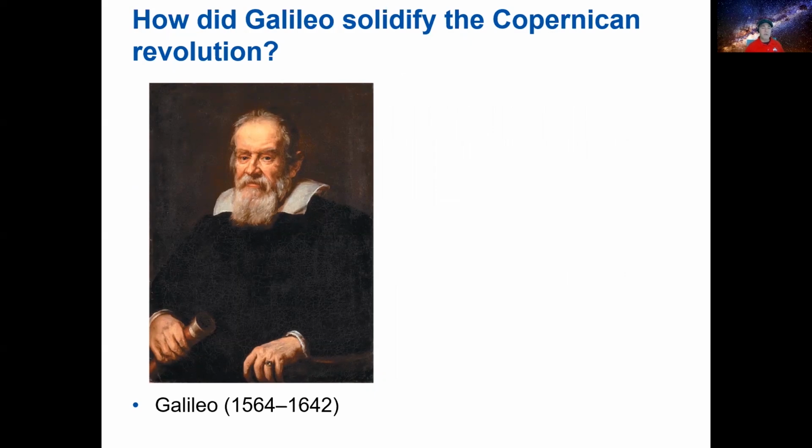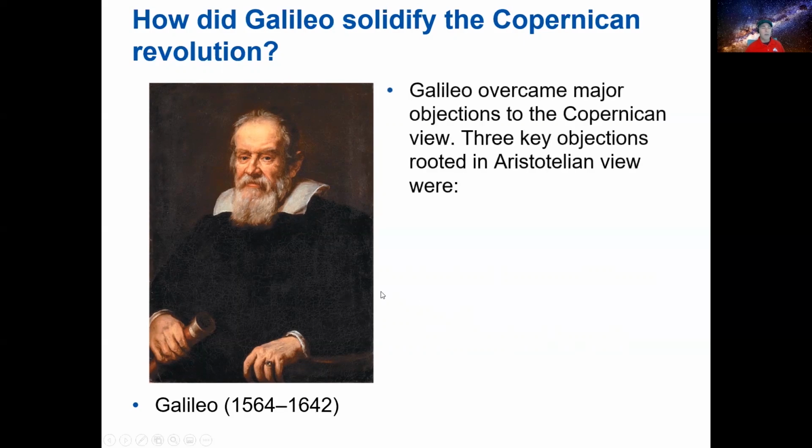Now let's look at the contributions of another genius of the Renaissance period. Galileo Galilei was an Italian astronomer, physicist, and engineer. He was an enthusiastic supporter of Copernicus' heliocentric model. He set out to address 3 major objections to the heliocentric model.